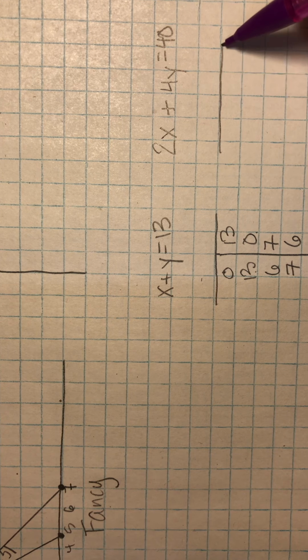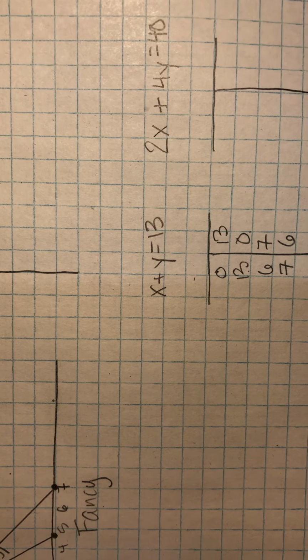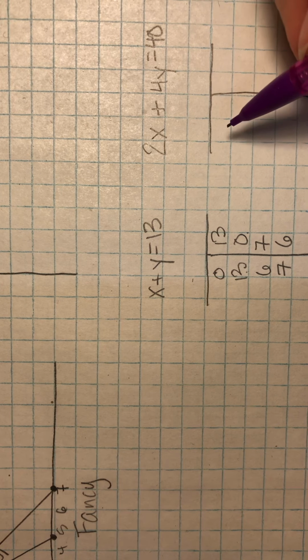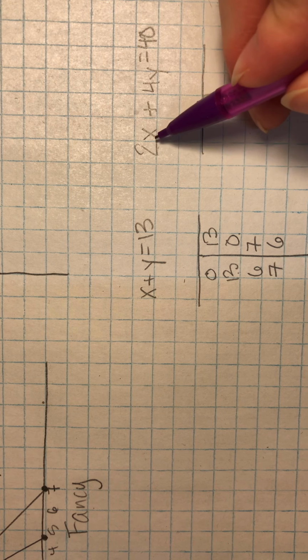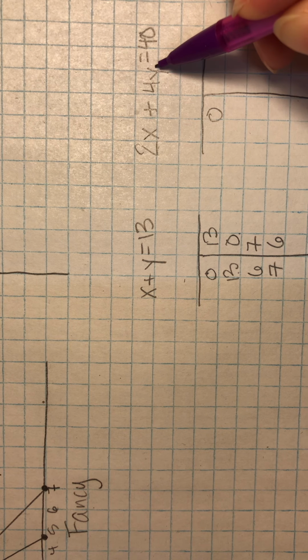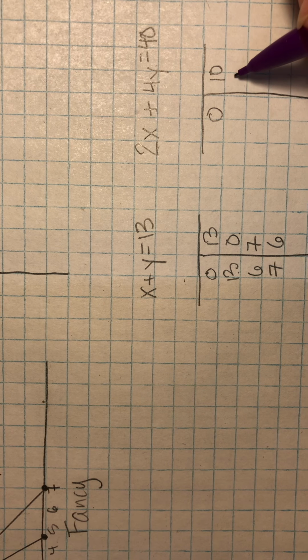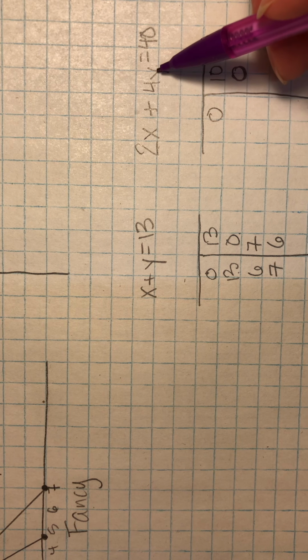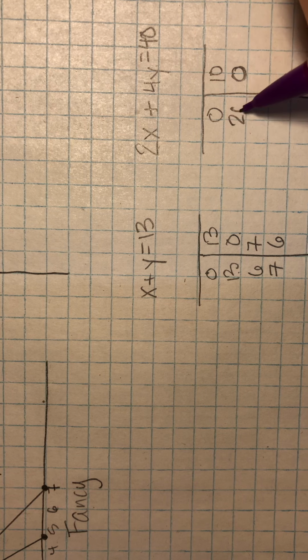Okay, this one's a little bit easier than the other one because a lot more things are going to work with this one. So if I do my intercepts, if I plug in 0 for x, that makes this completely go away. 4 times 10 is 40. Okay, my x-intercept is going to be when my y is 0. So that means the 4y goes away. And what times 2 is 40? Well, that's 20.